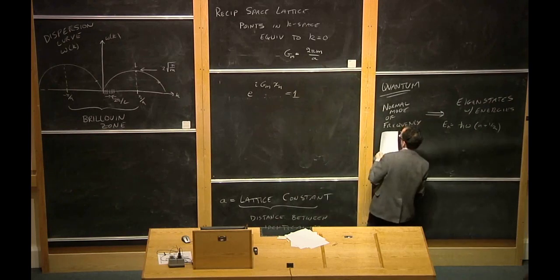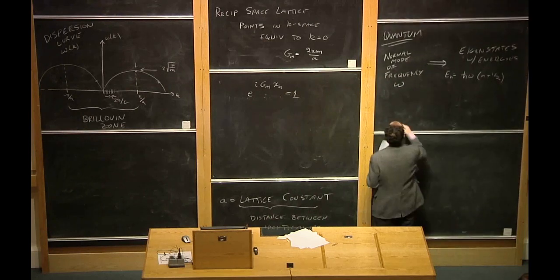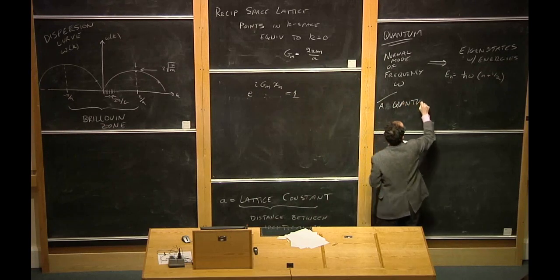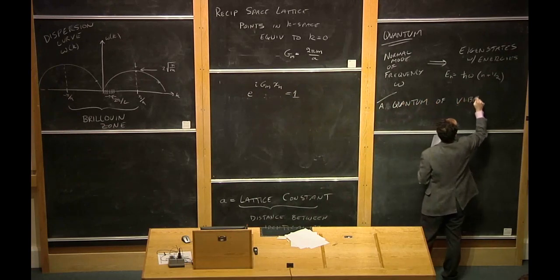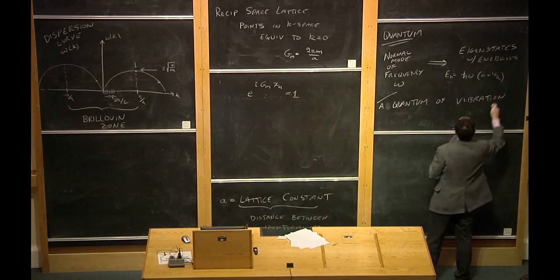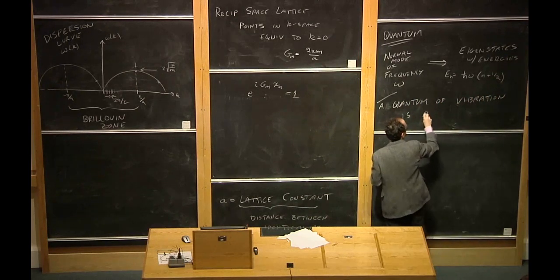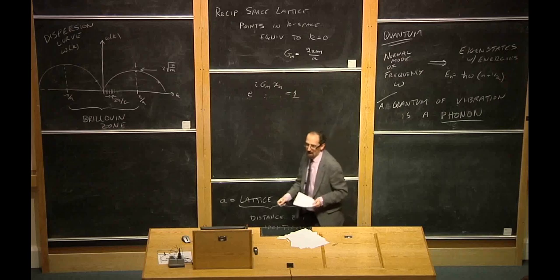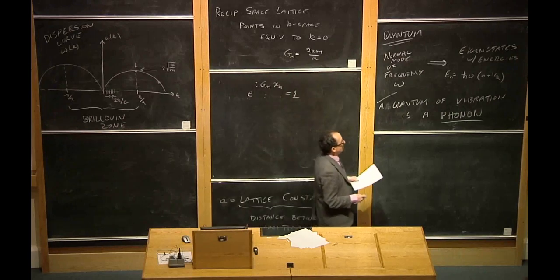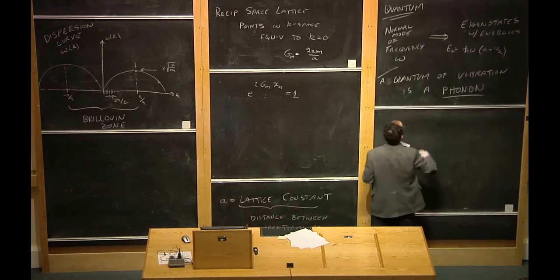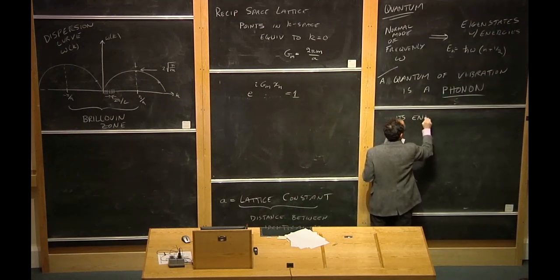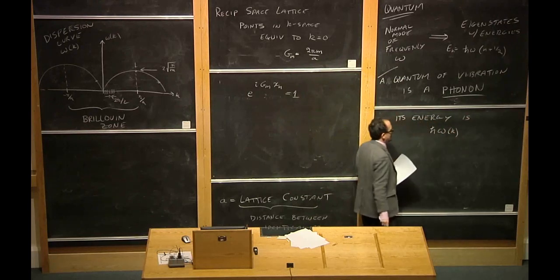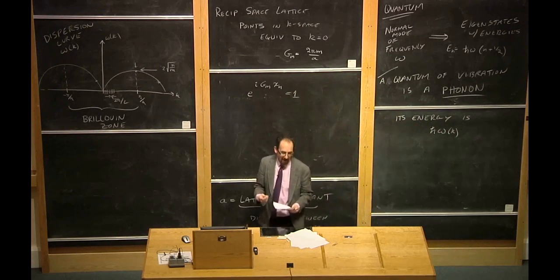Now, this is an important definition: a quantum of vibration is known as a phonon. This is entirely analogous to a quantum of light being a photon, and its energy is h bar omega of k, depending on which k we're actually considering.